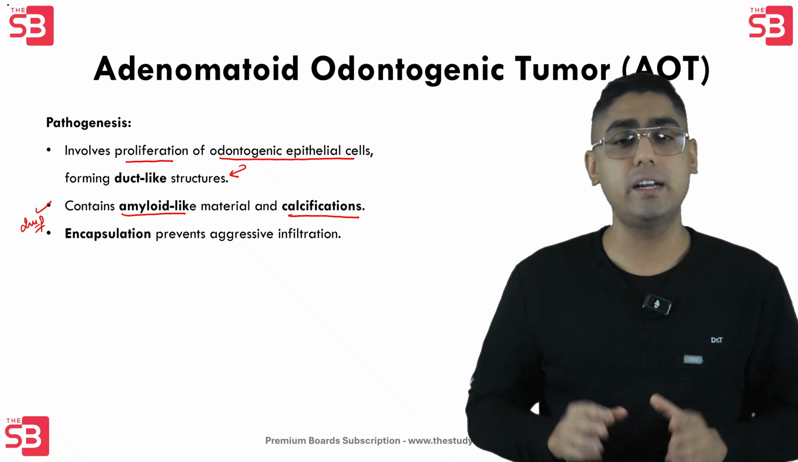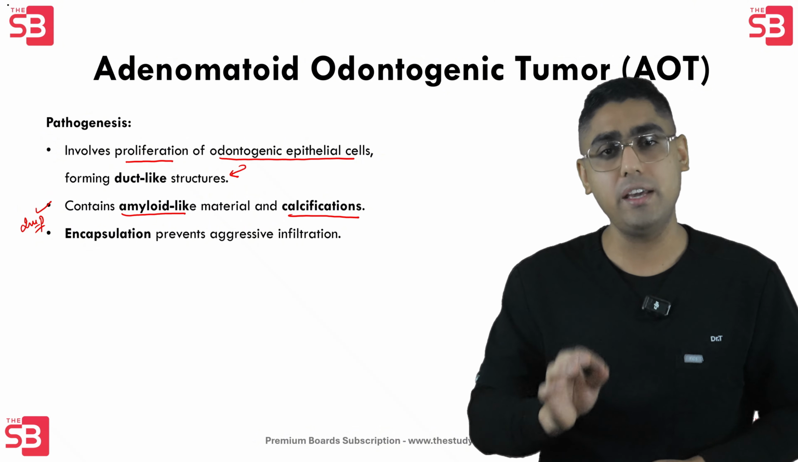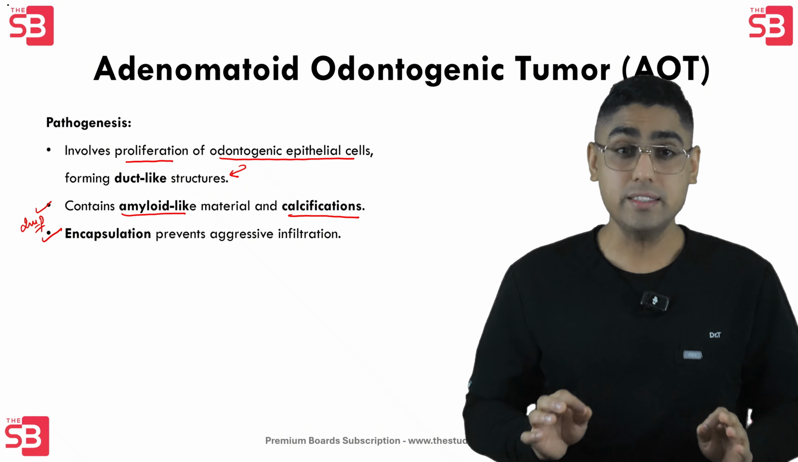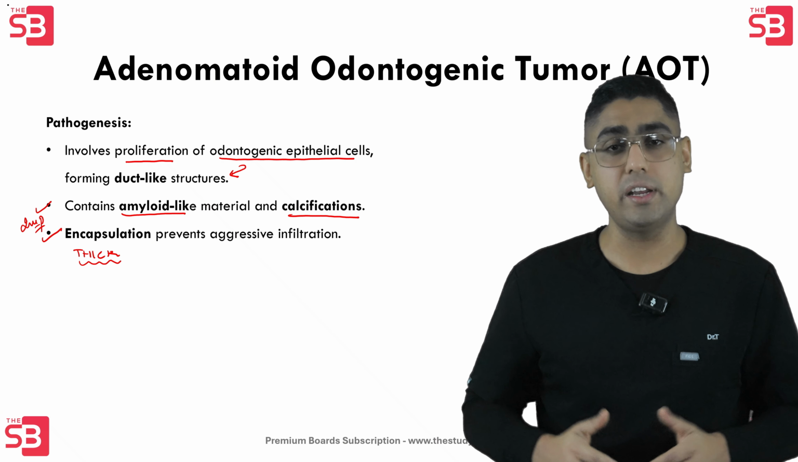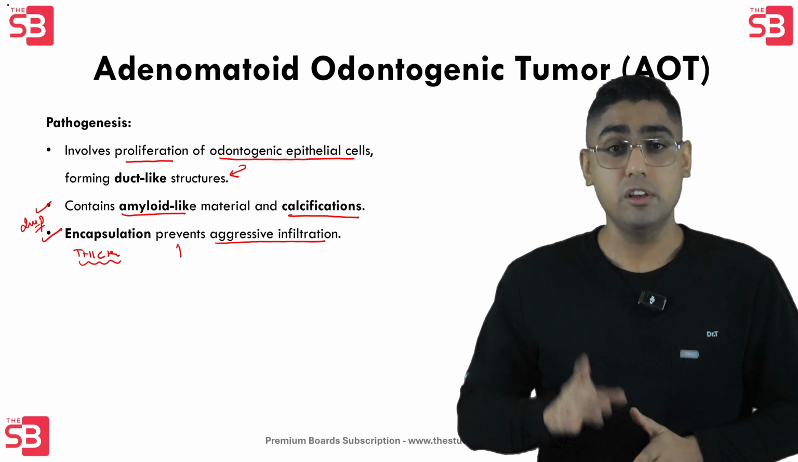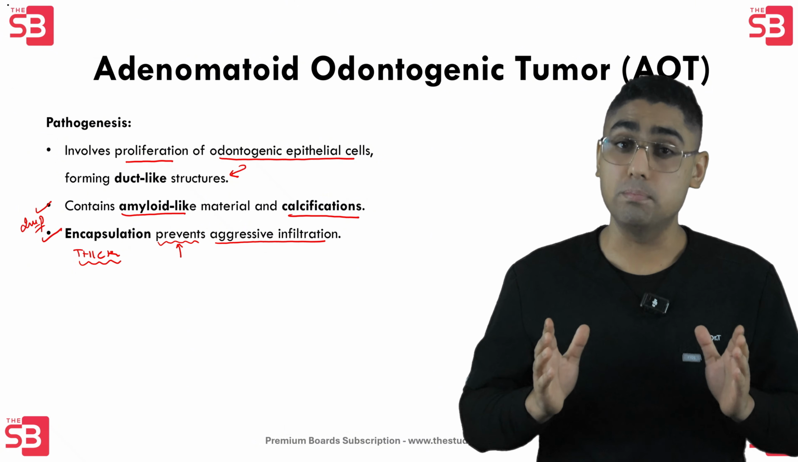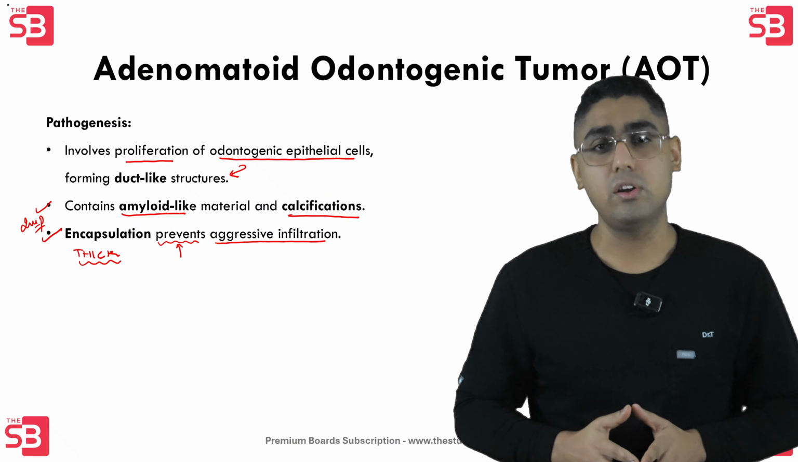Another important point is that AOT is usually surrounded by a thick, fibrous capsule. And this capsule acts like a natural boundary that helps prevent the tumor from infiltrating into the adjacent bone and soft tissue. And that is why AOT behaves much less aggressively than other odontogenic tumors.